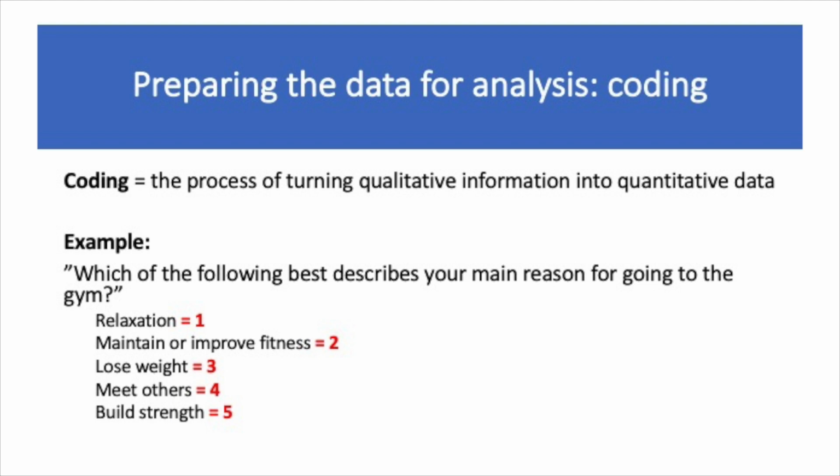Now, before we get to describing our variables and identifying relationships between them, we need to prepare our data for analysis. And this is where coding comes in. And I've used this word a number of times in class. Let me give you a solid definition of what we mean by coding. So coding is the process of turning qualitative information into quantitative data. Another term that I've used is operationalizing, right? We're taking some information that we have, and we need to quantify it.